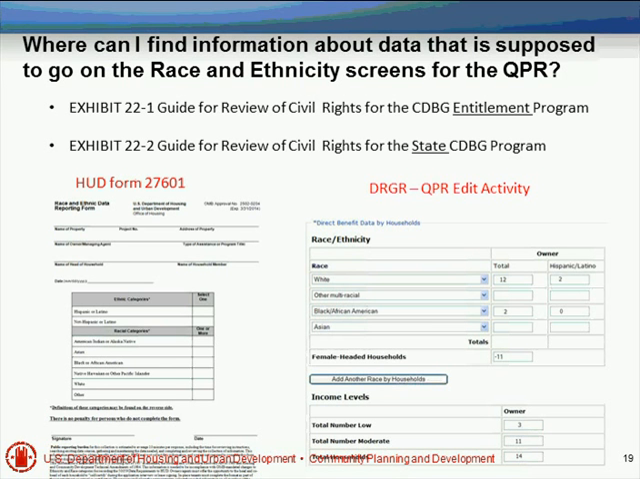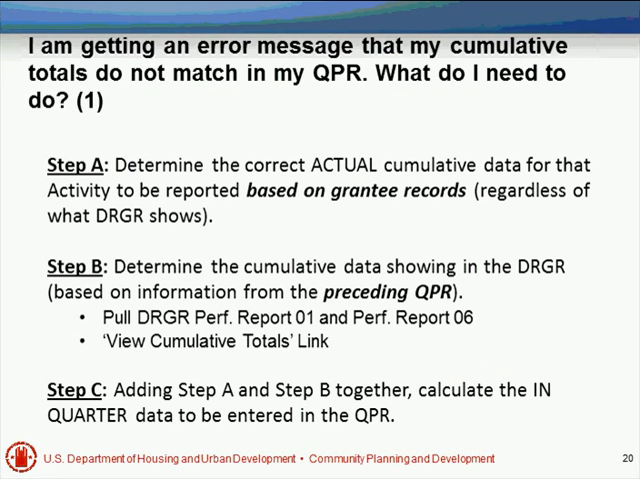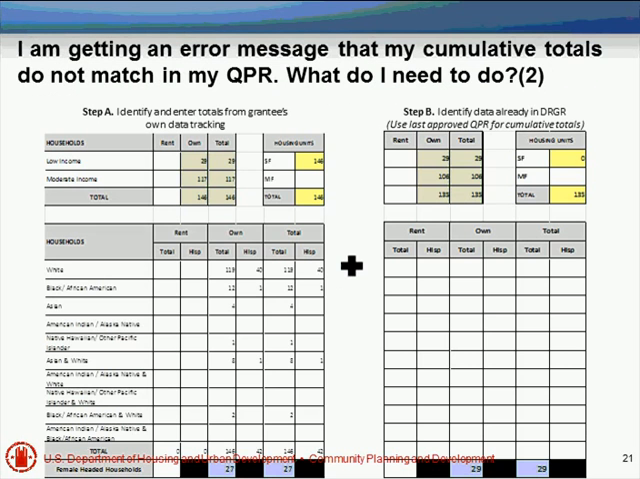So we've got Exhibit 22.1 for entitlement programs and 22.2. This is just a little slide to reiterate that we're using the same data in DRGR as you're supposed to be collecting for the individual activities. We just had recurring questions on, where am I supposed to get this data? How do I maintain it? So this was just a quick reference to the source of the data. We don't have any changes in how those cumulative total errors work, but we want to do a super quick review of them.